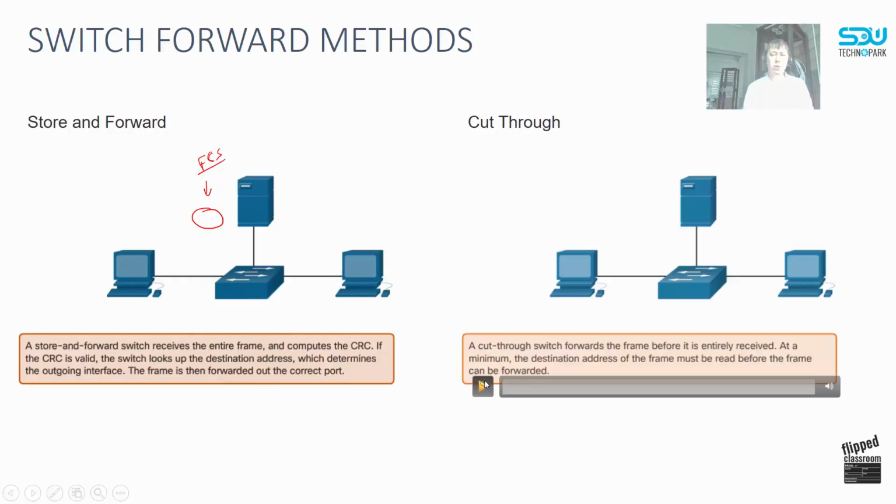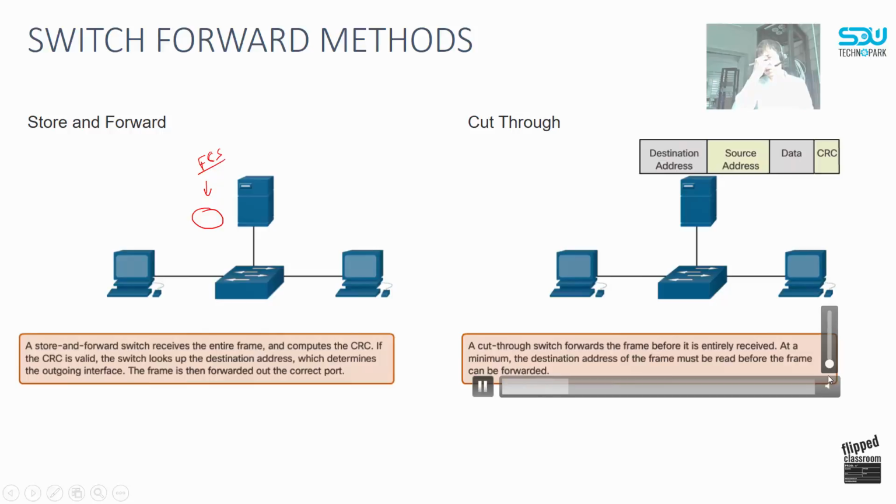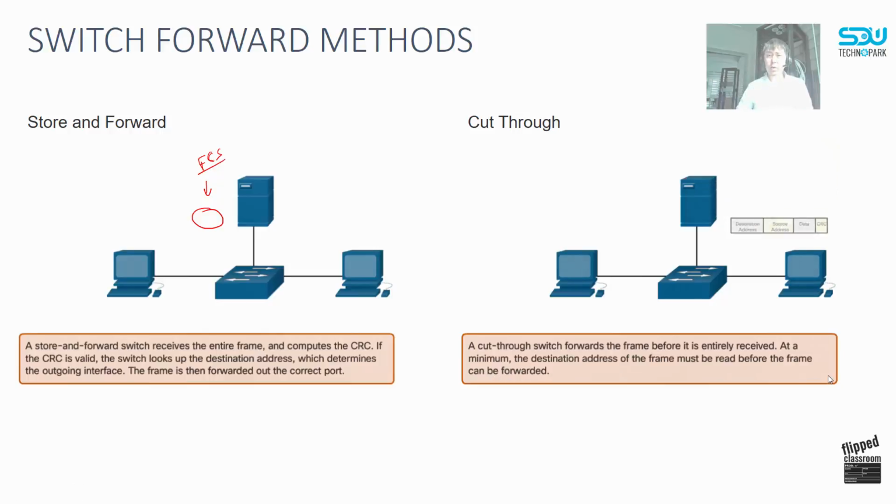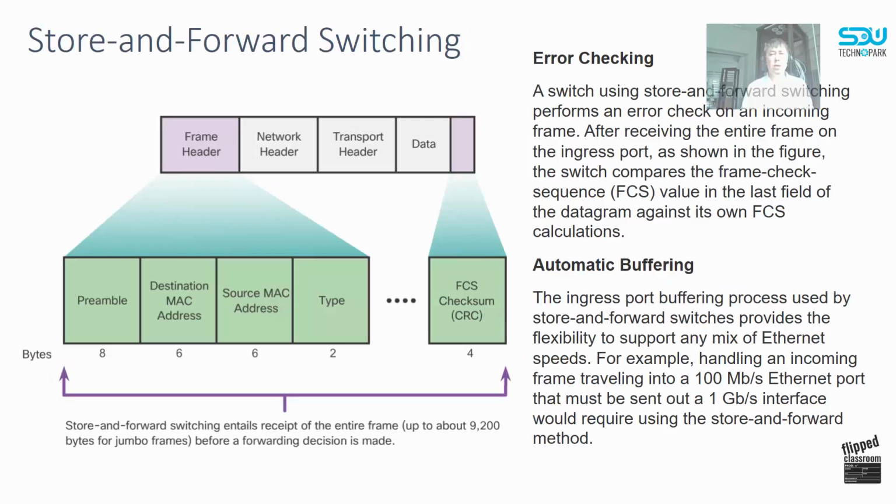Whereas cut-through is a very fast type of communication. It is quite enough for a switch to receive only the first 14 bytes of the header to be able to start switching, to find out the destination MAC address of the frame and to just resend the frame. So, a little bit more information about store and forward switching.